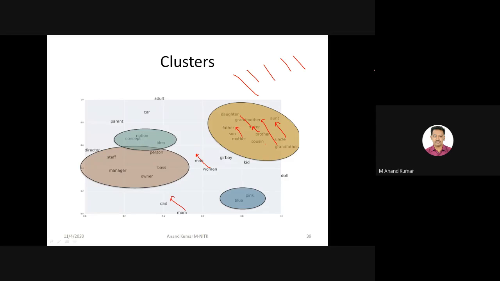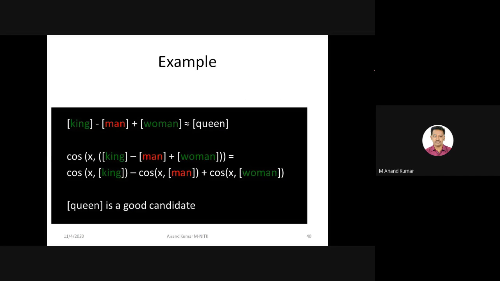We haven't given any such information to the system. We are giving only the data, meaningful sentences, 1 lakh meaningful sentences to the system. But the system is coming up with references like this. That's the power of word embedding.